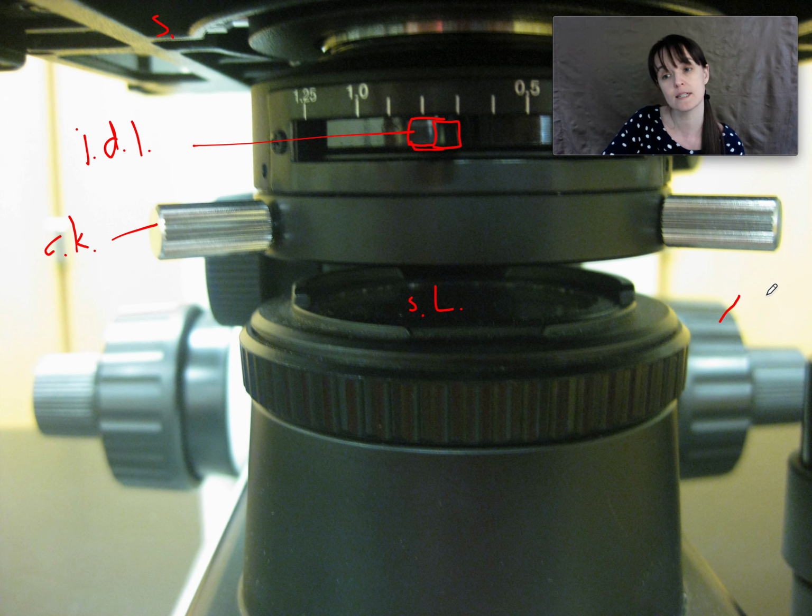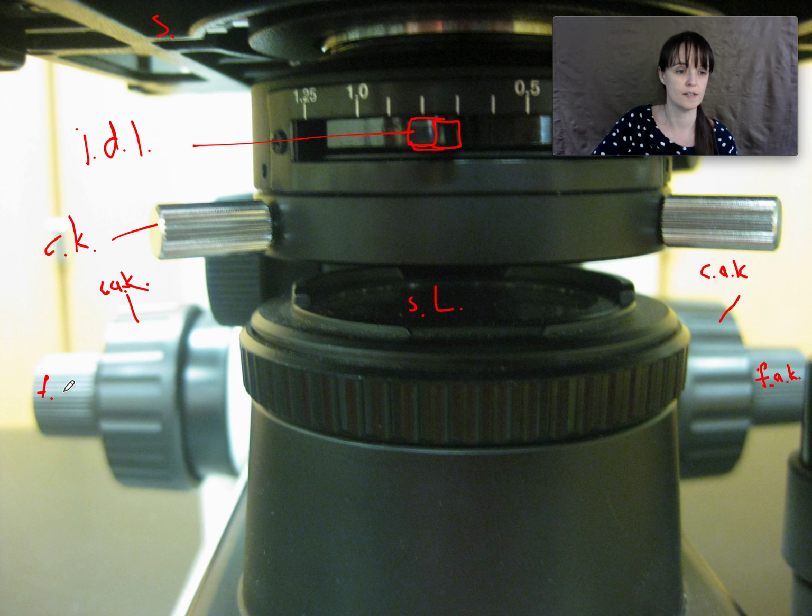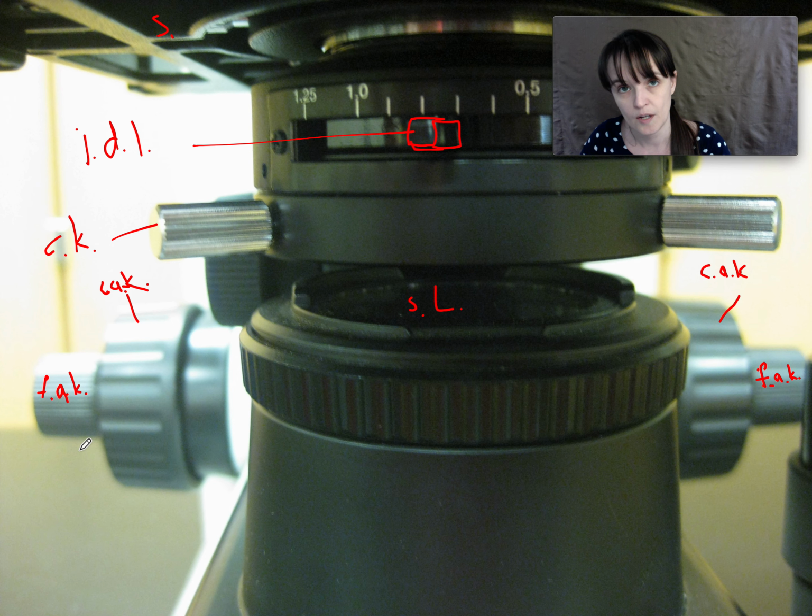Okay, so what is this? And this. They're the same structure, just on the separate sides. Coarse adjustment knob. And then this one is the fine adjustment knob. Same with here. Coarse adjustment knob. Fine adjustment knob. The abbreviations are for no credit on the lab test. Every single word needs to be spelled out and spelled correctly.